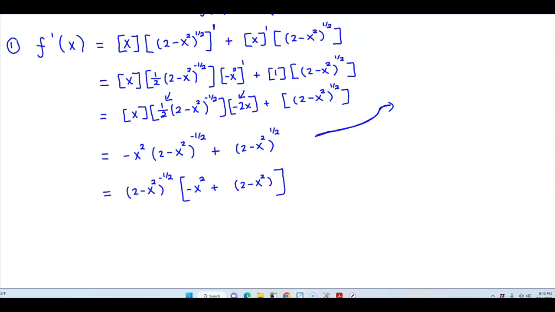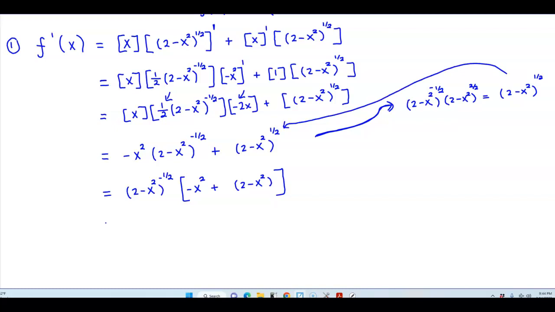Okay, and the reason for that is the following. Because if we took 2 minus x squared to the 1/2 and then multiplied it by what we have left, which is 2 minus x squared to the negative 1/2, this is the same thing as 2 over 2. We multiply them together, we end up getting 2 minus x squared to the positive 1/2, which is what we get here. So that's why we're factoring that out.